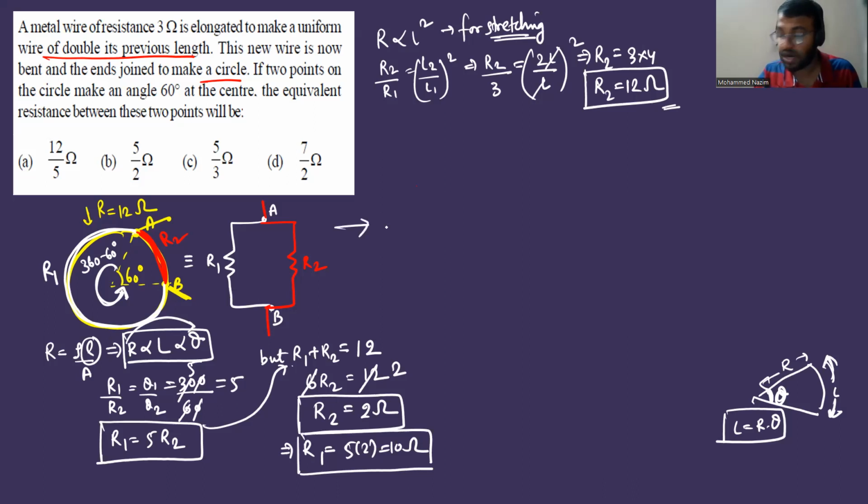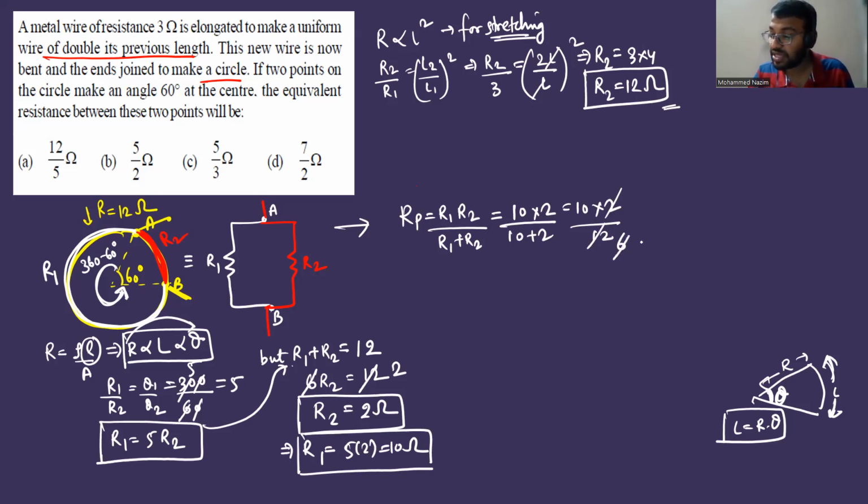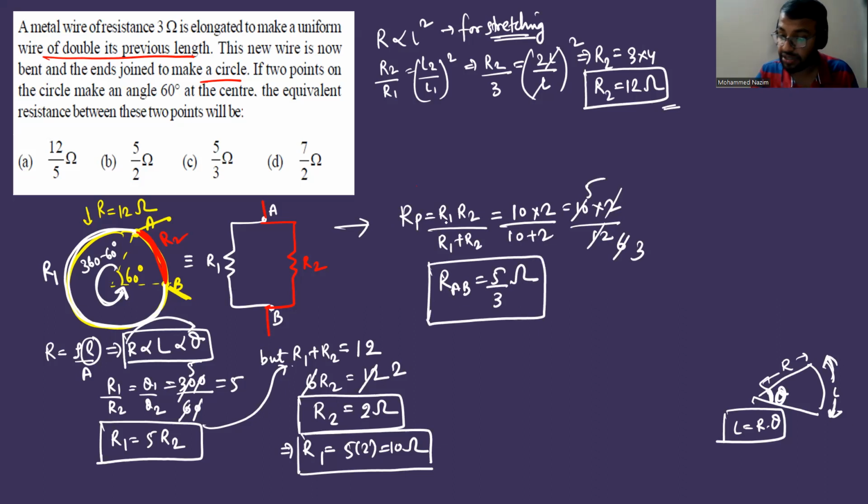Now, therefore, these two are in parallel. So the resistance in parallel combination is given by R1 R2 divided by R1 plus R2. R1 is 10, R2 is 2. 10 plus 2 is nothing but 12. So 2 sixes are 12, 2 threes are 6, and 2 fives are 10. So R equivalent between A and B we get as 5 by 3 ohms. Option number C.